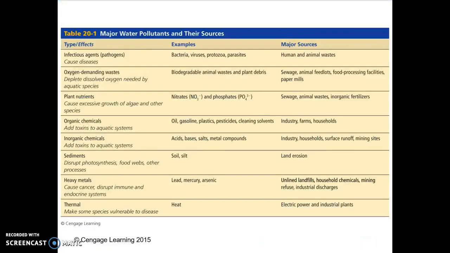The next type of major water pollutant is oxygen-demanding waste. These are compounds that are organic in nature, biodegradable, and can be used as food by bacteria. The problem with these is that they use up the oxygen that's in the aquatic system. These come from sewage and animal feedlots, from food processing facilities, as well as paper mills.